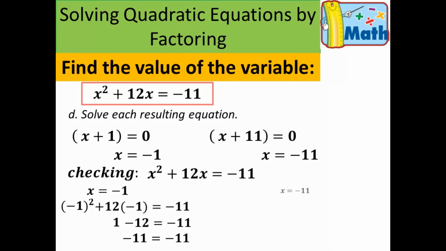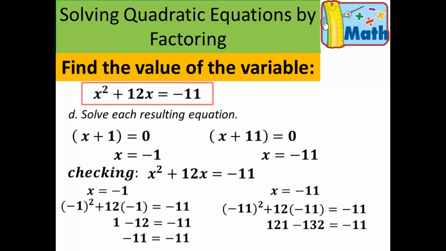For the second value of x we have, x equals negative 11. By substitution, we have negative 11 squared plus 12 times negative 11 equals negative 11. Then we have 121 minus 132 equals negative 11. Thus, negative 11 equals negative 11.